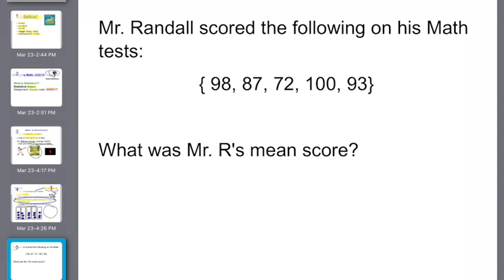Looking at this example, Mr. Randall scored the following on his math test: 98, 87, 72, 103, 93. Find the mean of Mr. Randall's scores. All I'm doing is adding them up. 98 plus 87 will get us 185. Plus 72 will get us 257. Plus 103 is 360. And plus 93 will get us to 450.